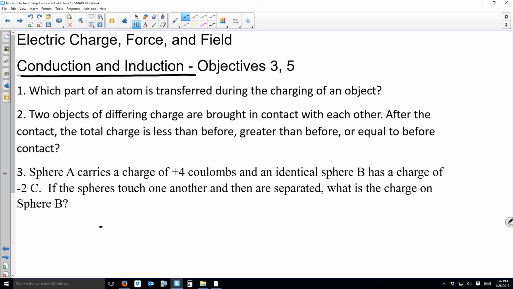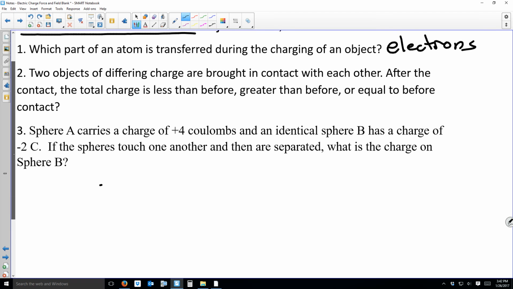Just to review which part of the atom is transferred during the charging of an object, that's the electron. We're only moving electrons here. And one of the best things we can do in this situation, especially for this lesson, is think: what are the electrons doing? We don't care what the protons are doing. What are the electrons doing, and what does that mean for our object?